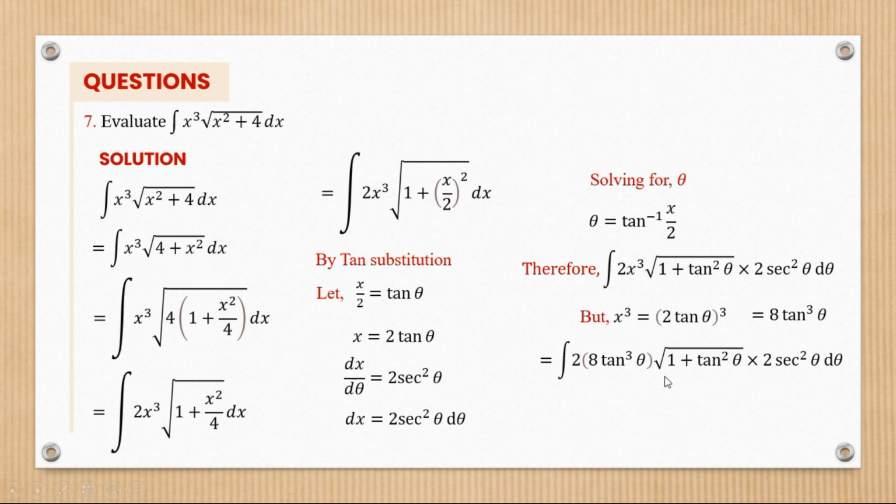So this is what we have now. But remember that 1 plus tan squared theta is sec squared theta. So now I'll have this. So now the integral of sec squared theta is sec theta.